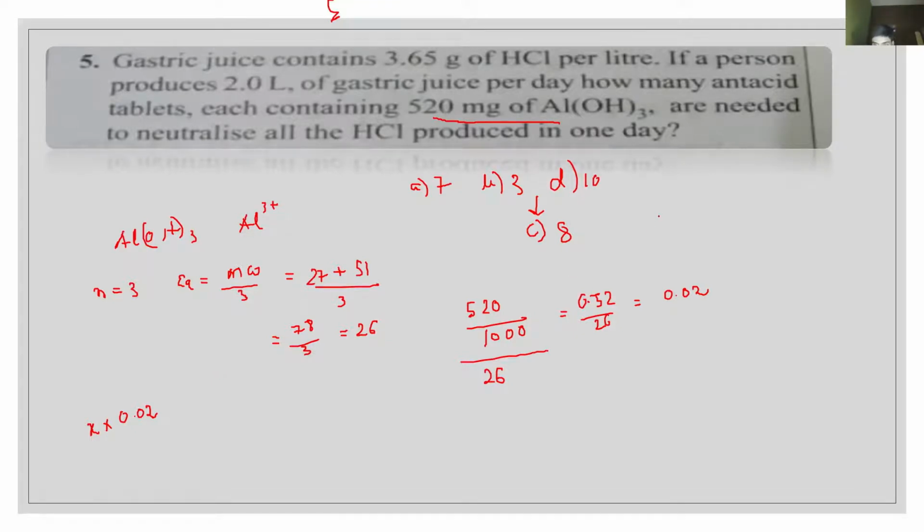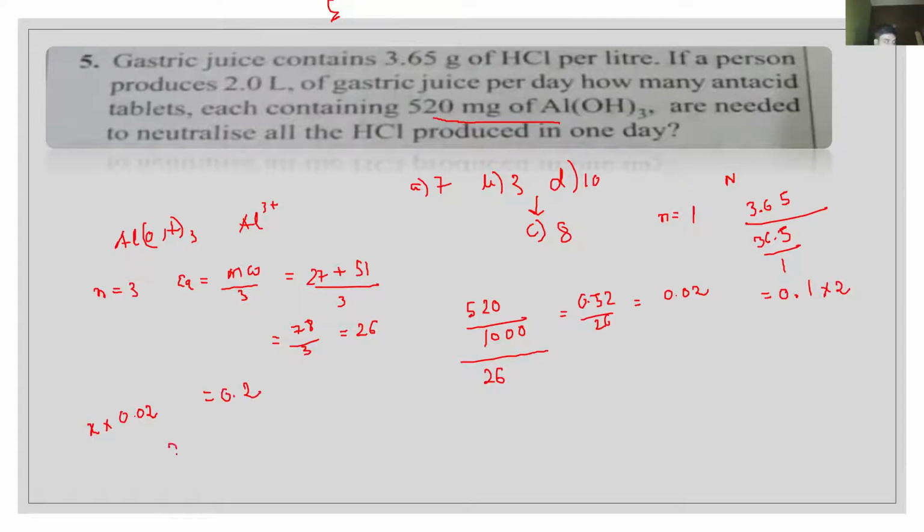What is the N factor of HCl? 1, because 1 replaceable hydrogen. So you have to calculate the normality. You can directly calculate by dividing by equivalent weight, like we have calculated here. The molecular weight of HCl is 36.5, and the N factor is 1. So it is 0.1 molar equivalent per liter. How much gastric juice is present? 2 liters. So total molar equivalent is 0.2.